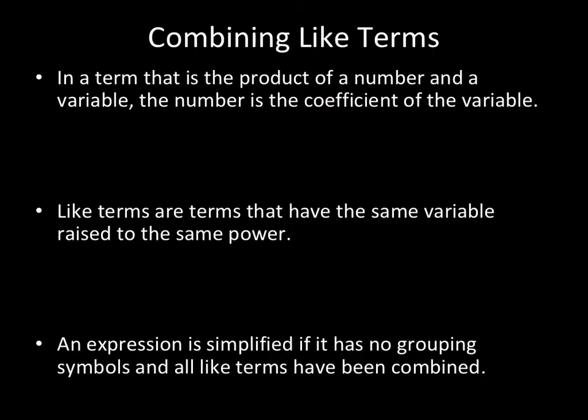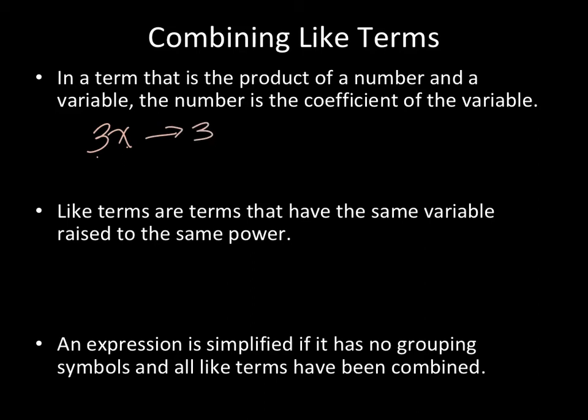So now we're actually going to be looking at some words that we're going to be using often throughout this year, like terms and coefficient. A term is a product of a number and a variable, so I can think of 3x, right? That's something we see very often. So I have a number and a variable multiplied together to make one term. The number is the coefficient of the variable. So the coefficient of 3x is 3.